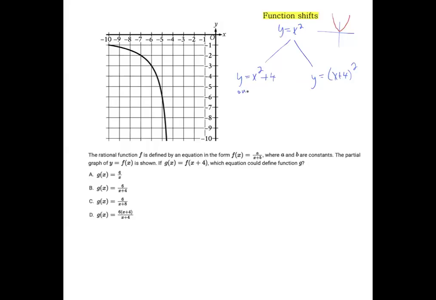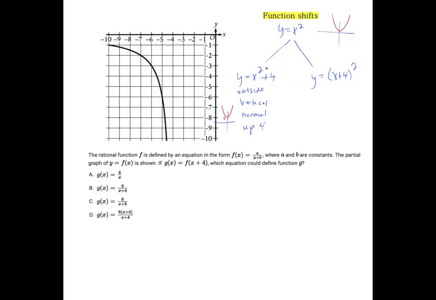If you add on the outside, it's a vertical shift, and vertical shifts are normal. In other words, positive is up and negative is down. So adding 4 on the outside would be up 4. So our parabola would just simply go up 4 from where it was before.